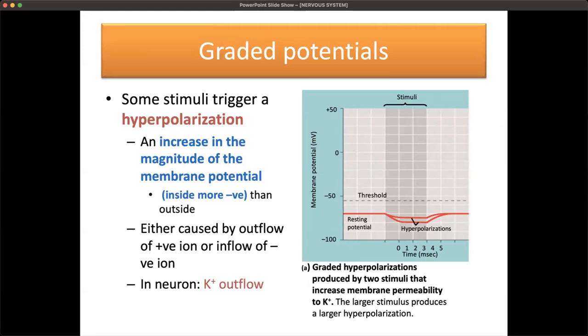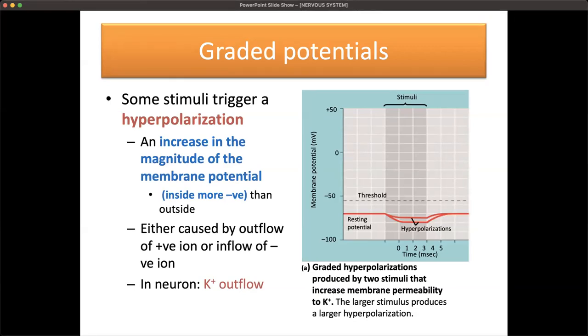Still under the graded potential, some stimulus is going to trigger a hyperpolarization. Remember, the hyperpolarization is going to create a more negatively charged inside than the resting potential. Do you see this? This is the resting potential, around -80 like that. But the hyperpolarization is even more negative. It's an increase in the magnitude of the membrane potential, with the inside more negative than the outside. It's either caused by an outflow of positive ions, meaning more potassium ions flow out, or an inflow of negative ions causing it to be more negative.